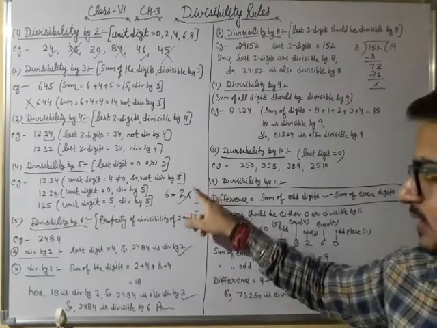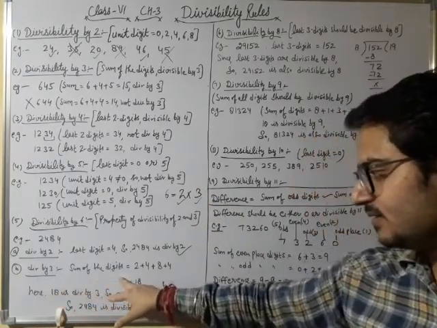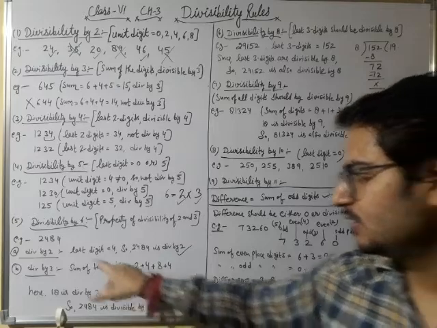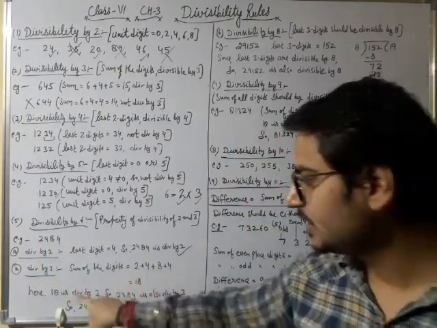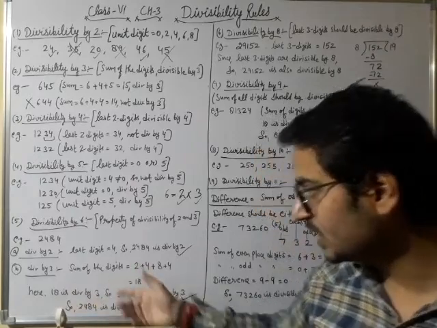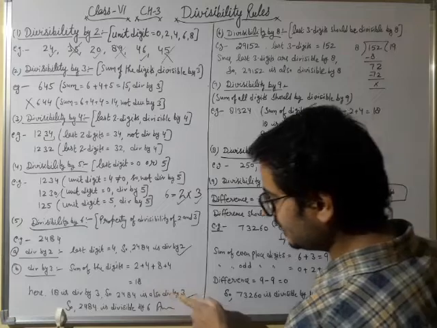Next we will check for 3. Divisibility by 3: the sum of the digits is equal to 18. 2 plus 4 plus 8 plus 4 is equal to 18 and 18 is divisible by 3. Therefore 2484 will also be divisible by 3.